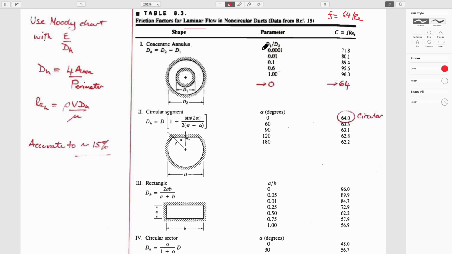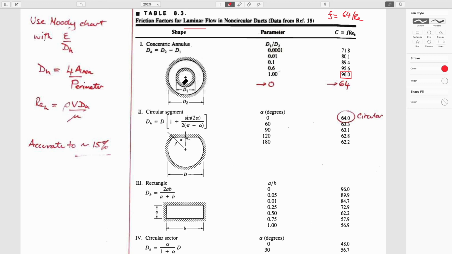You can imagine that as D1 goes to 0, then the value for this should actually be 64, just by what we've seen. And if it's more than 0, then it's progressively a number different from that. This upper bound here is if it turns out that this is approaching 1, I guess, hydraulic diameter, if they're approaching each other, then it ends up being like flow between 2 parallel plates, right?